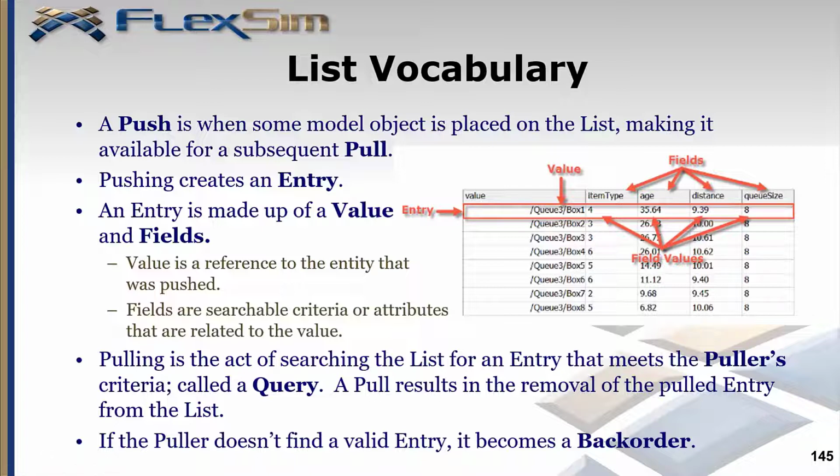Now, when they took down my name and also the number of people in my party, that constitutes a field. A field is another part of the entry that is a searchable set of criteria that allows the restaurant to figure out which group from the list they should pull. So if they say, we just had a table for 4 become available, let's search the list for someone who is a party of 4 or less, but we're prioritizing parties of 4.